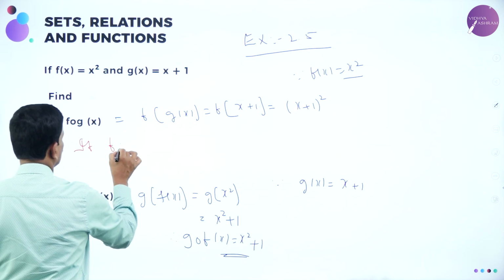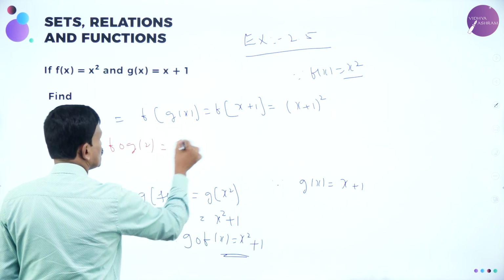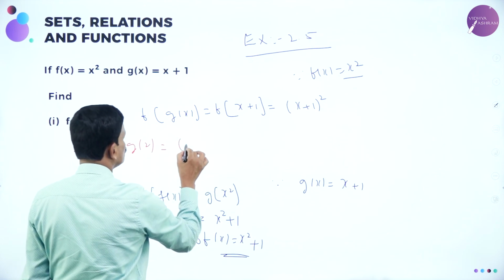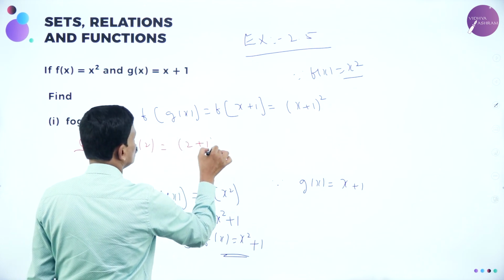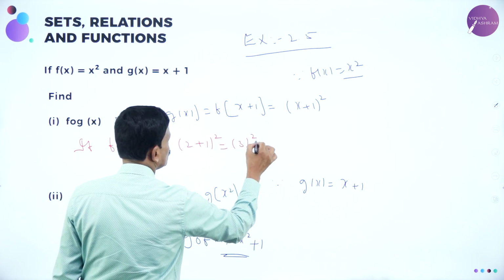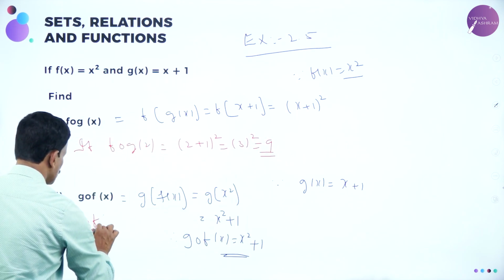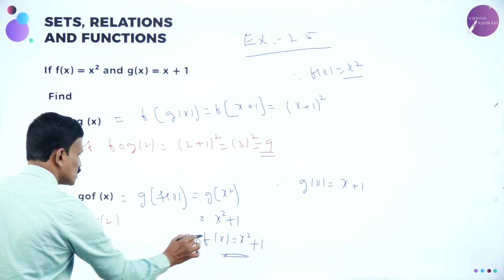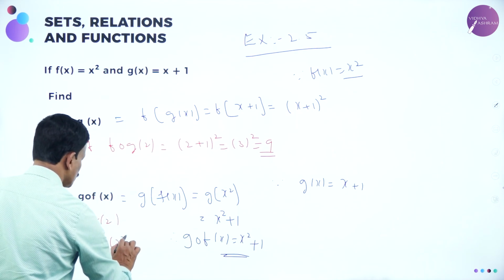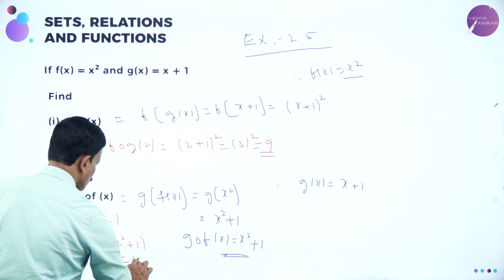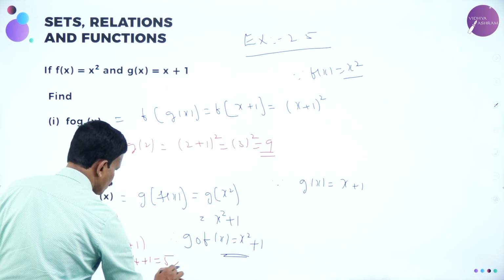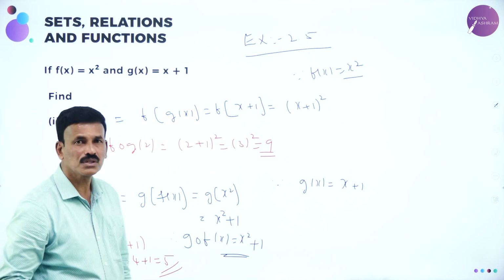If it is required to find f naught g of 2, after simplifying it, just substitute the value of x is equal to 2. 2 plus 1 whole square, 3 square is equal to 9. Similarly here, g naught f of 2. After simplifying this, just substitute the value of 2 square plus 1, that's equal to 4 plus 1 is equal to 5. This is how we are going to solve the problem.